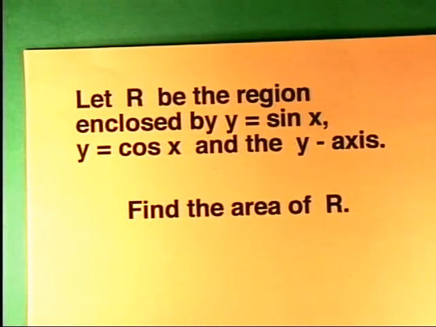Find the points of intersection. Well, how do you do that? I don't know how to do that. Set cosine of x equal to sine of x. Well, when is that true? When cosine of x minus sine of x is equal to 0. Okay, when is that true?